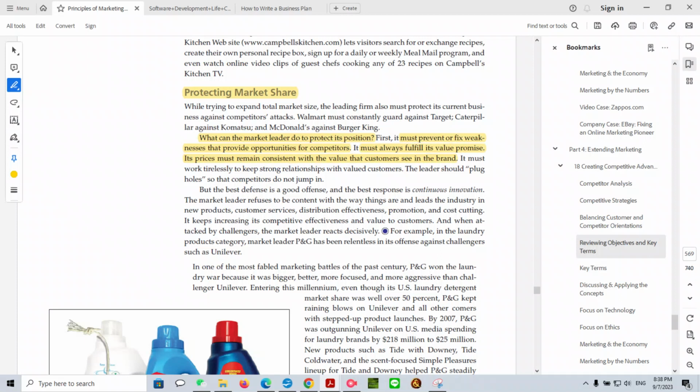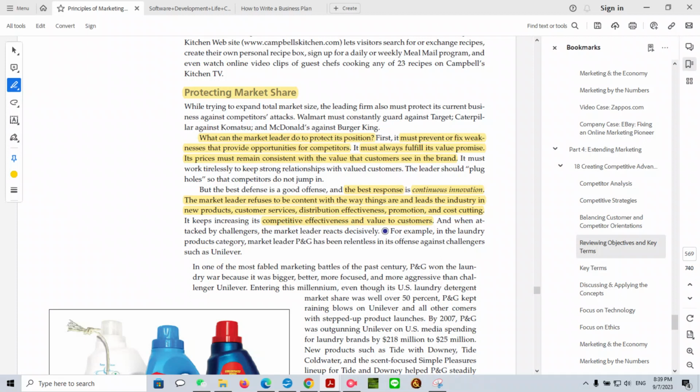But the best defense is a good offense, and the best response is continuous innovation. The market leader refuses to be content with the way things are and leads the industry in new products, customer service, distribution effectiveness, promotion, and cost cutting. It keeps increasing its competitive effectiveness and value to customers. And when attacked by challengers, the market leader reacts decisively.